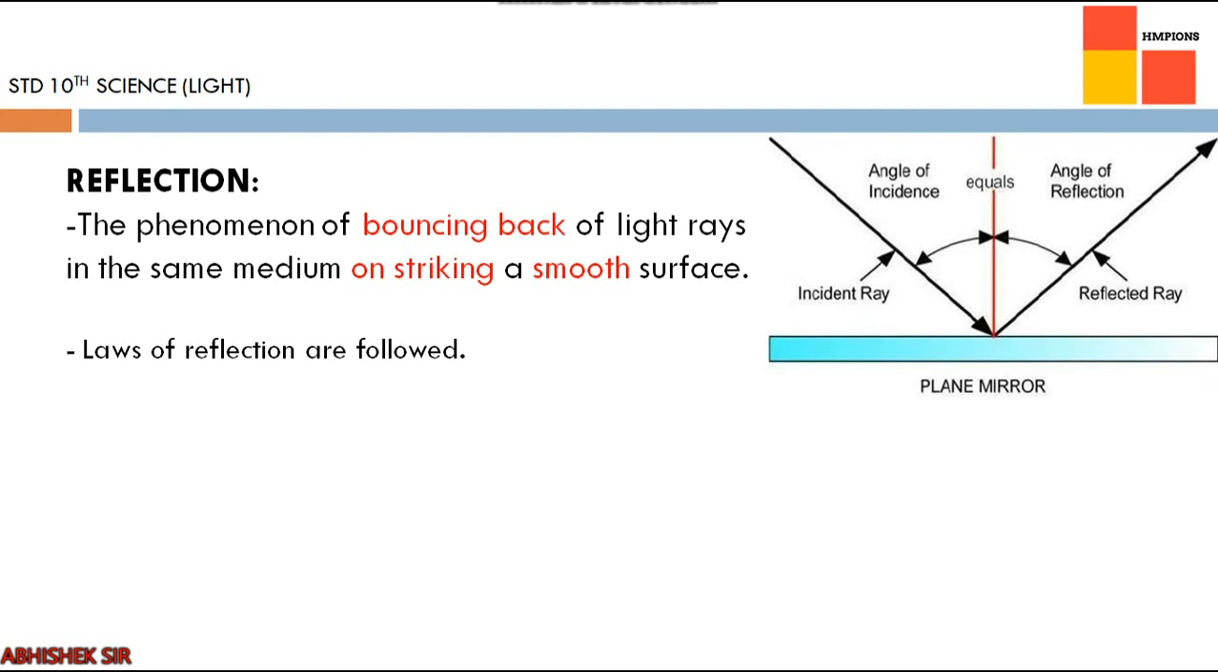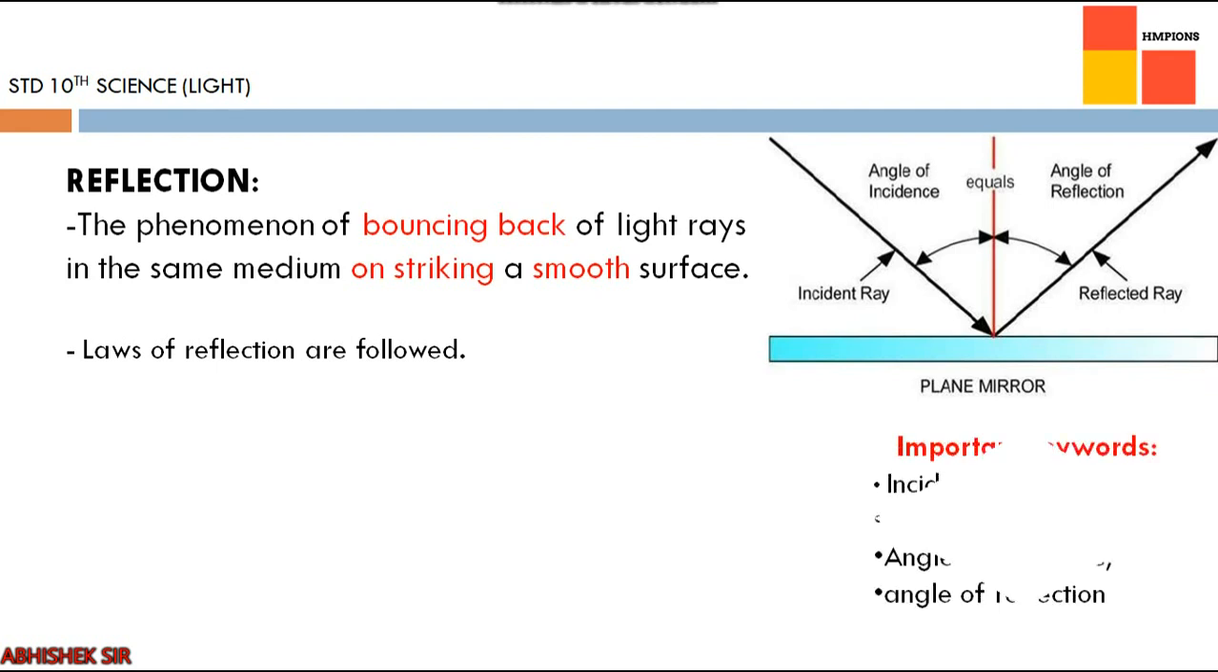Now, bouncing back is a very important part of this definition, right? It is the returning of light when it strikes any medium. That medium or that object must be plain, smooth, or polished. That is why we tend to polish the mirrors.